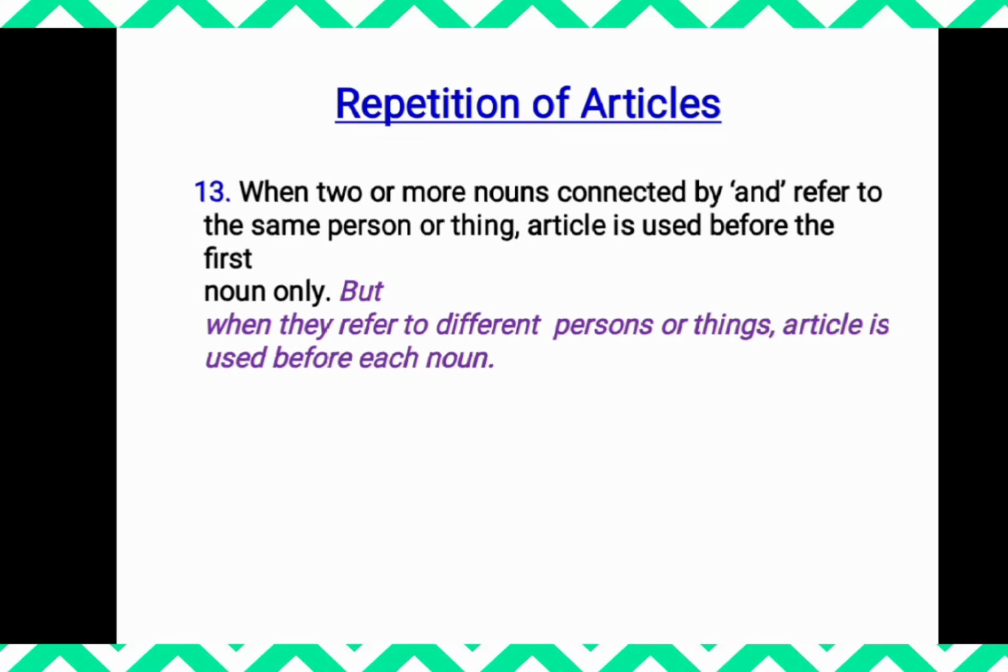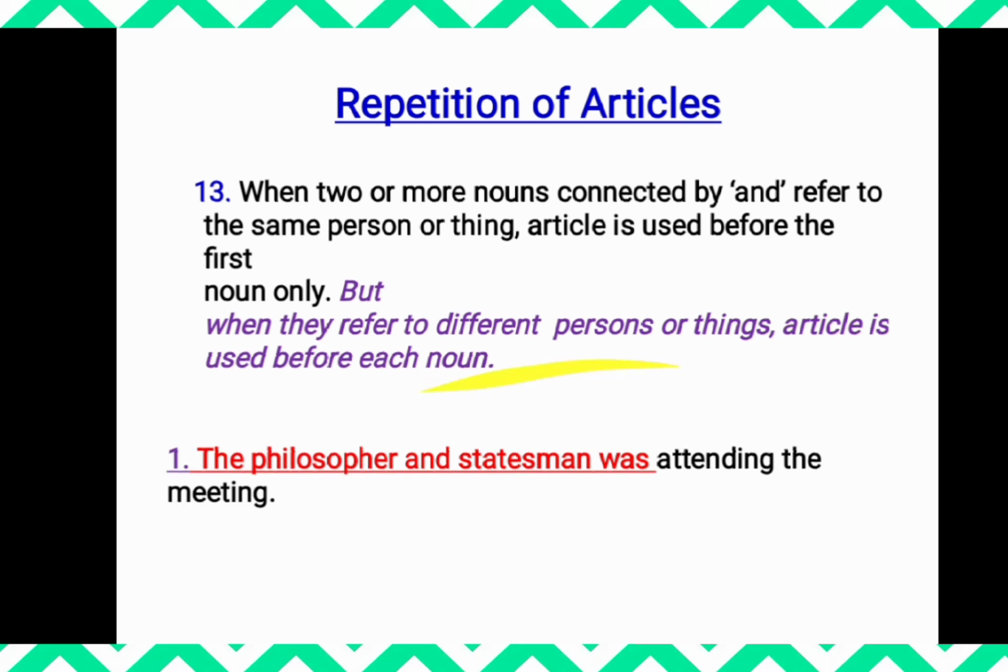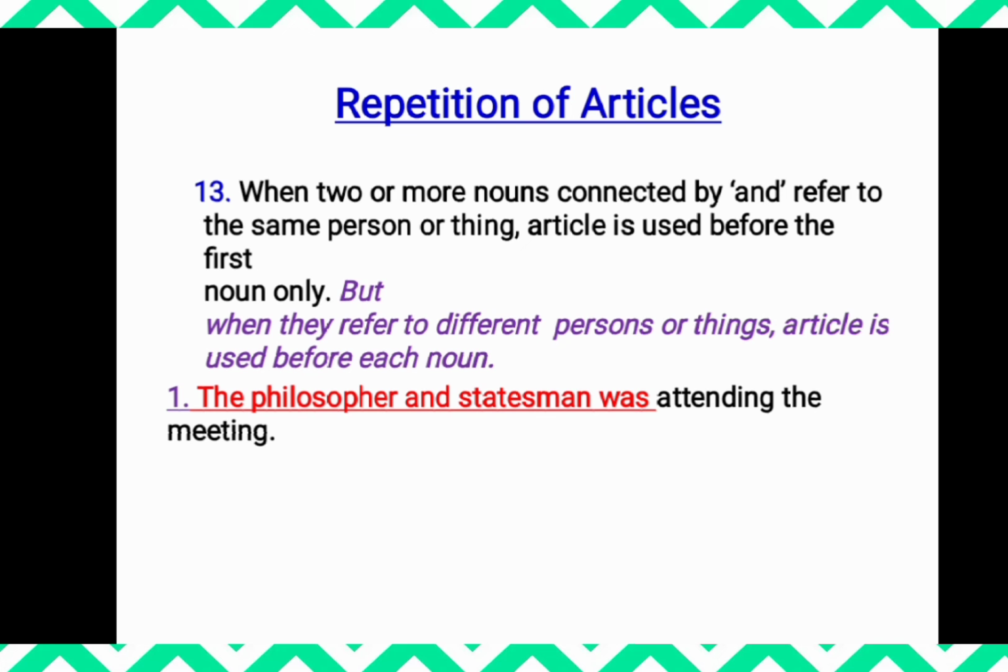The rule is: when two or more nouns connected by "and" refer to the same person or thing, the article is used before the first noun only. The first example: the philosopher and statesman was attending the meeting. According to our statement, when two or more nouns connected by "and" refer to the same person or thing, the article is used before the first noun only. They refer to the same thing.